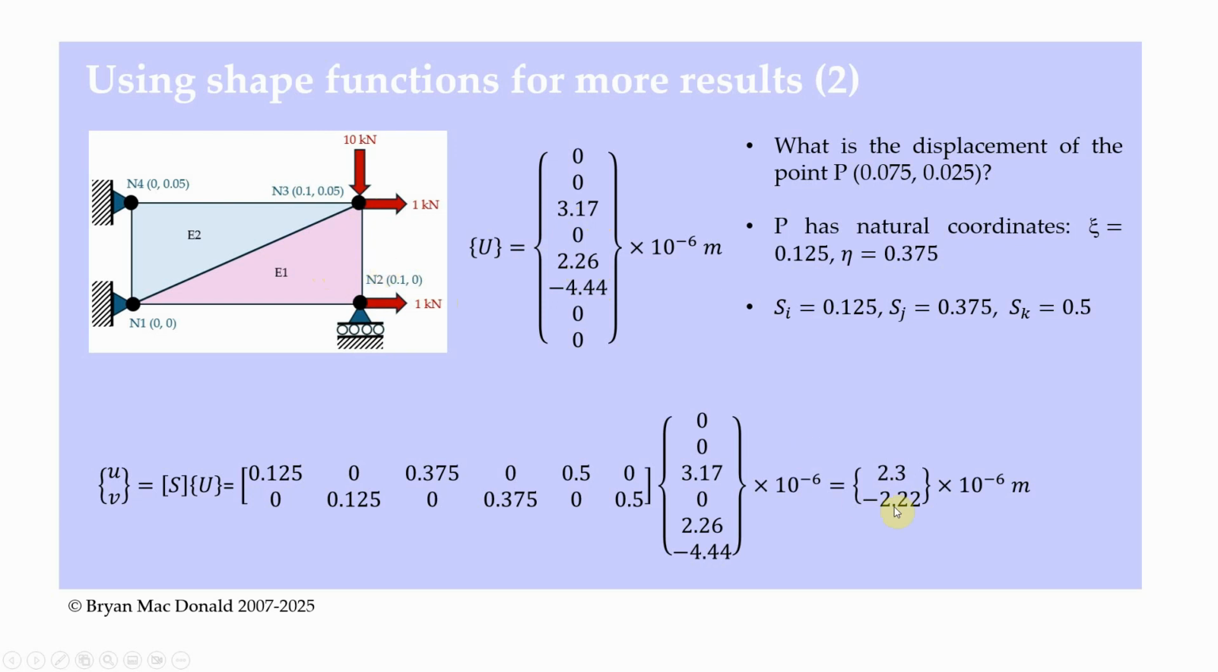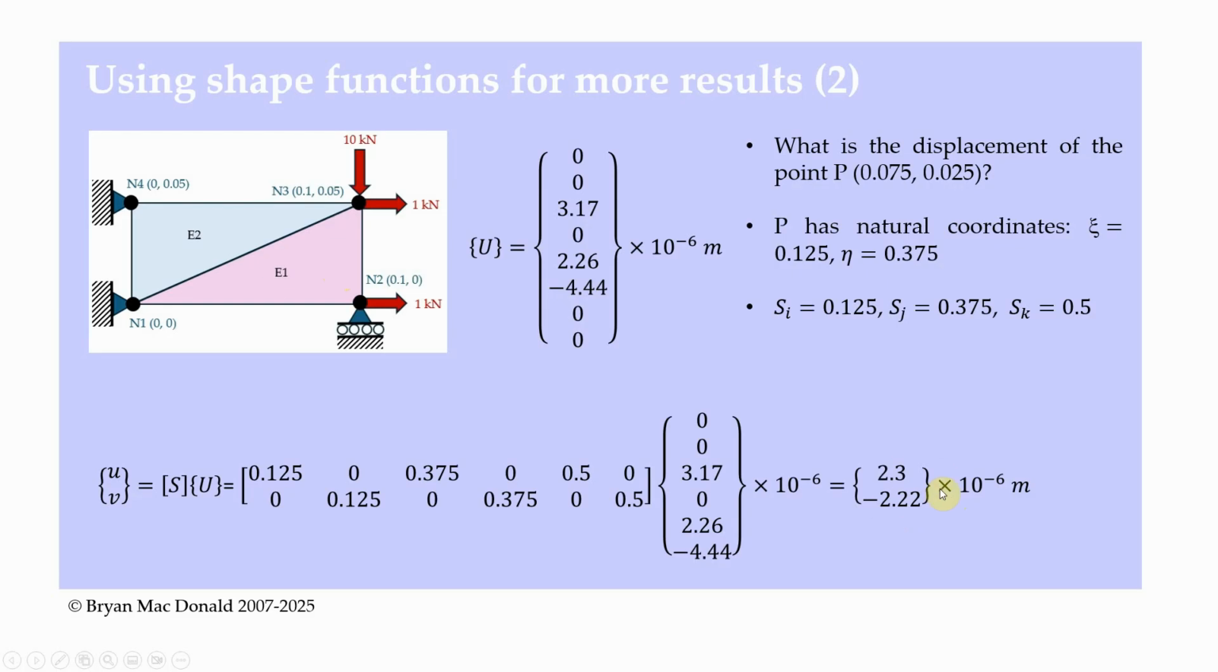And again, the V direction, or the y direction displacement, is minus 2.22 by 10 to the minus 6. And the y direction displacement of this node is minus 4.44. So this one is going down 4.44. It would make sense that a point in here would go down about 2.22.